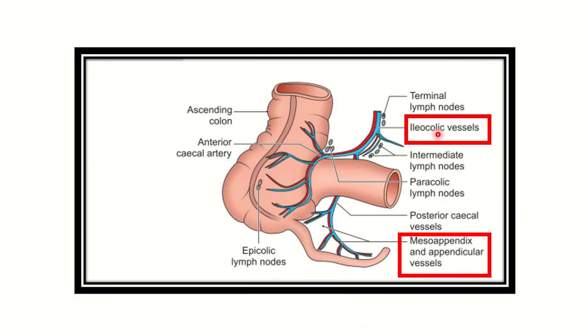And in this picture also, here we can see the ascending colon, the cecum, and the terminal ileum, and here we can see the blood supply of the appendix, the appendicular vessels. The appendicular artery branches from the ileocolic artery, and the appendicular vein drains into the ileocolic vein. So these important names we have to remember: the appendicular artery and appendicular vein, and also the ileocolic artery and ileocolic vein.